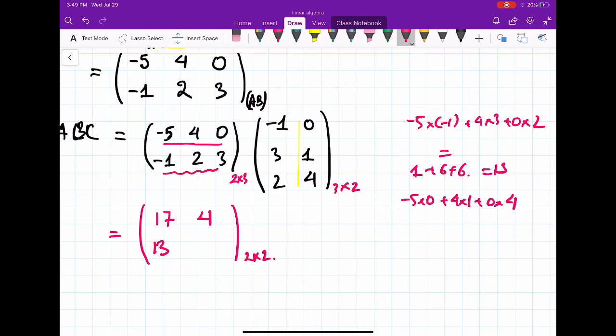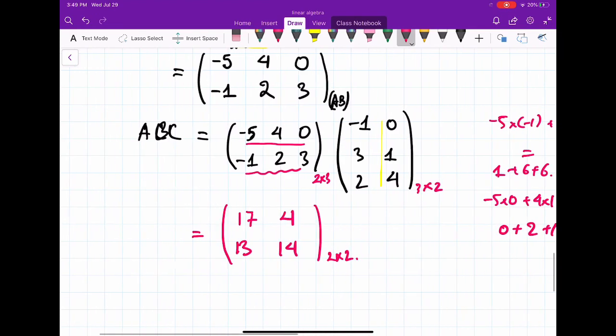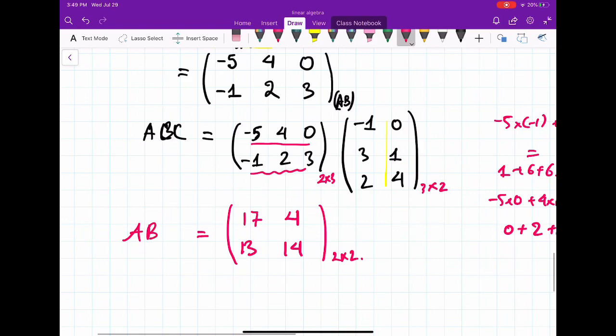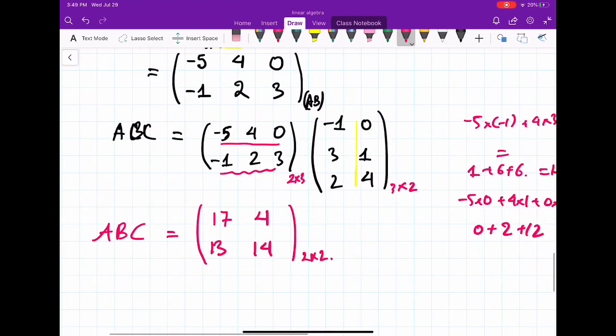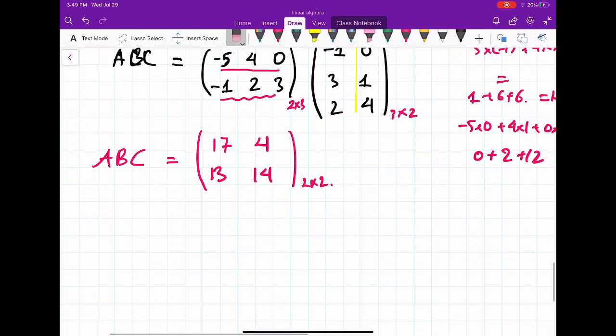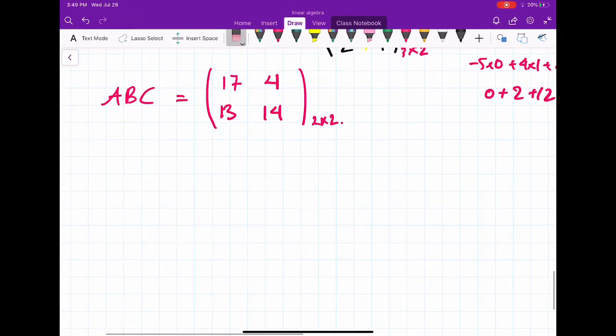-1 with 0 is 0, plus 2, plus 12. That is 14. So that is the product A and B and C. You see, that is not that difficult. But the most important thing is we need to do computation pretty well, right? All right, let's move to one more example.